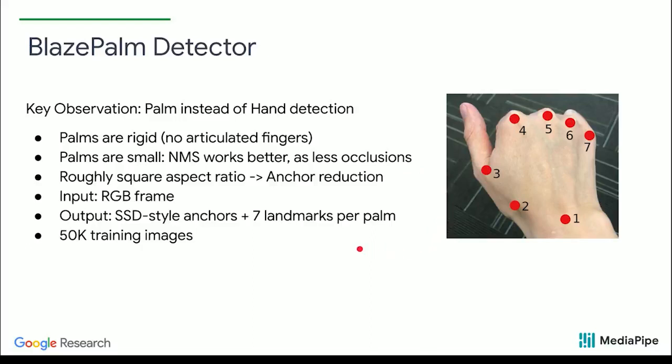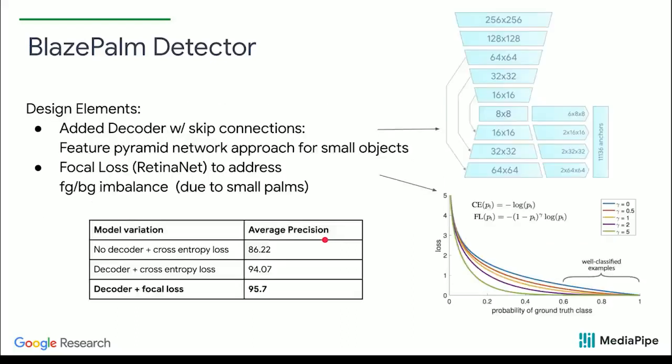And otherwise, we follow a similar design to BlazeFace, where we output anchors as well as 7 landmarks per palm to localize the region of interest. However, there are some interesting additional design choices. We adopted building blocks from recent literature. The first one is a feature pyramid approach.